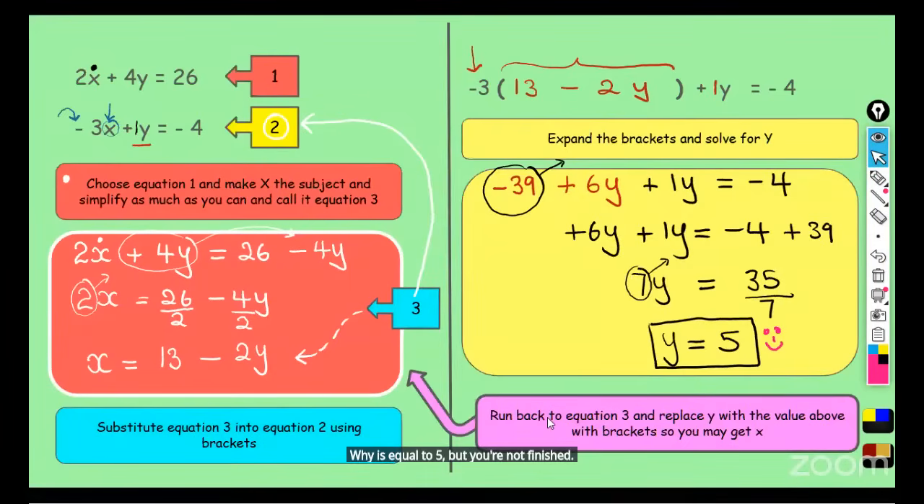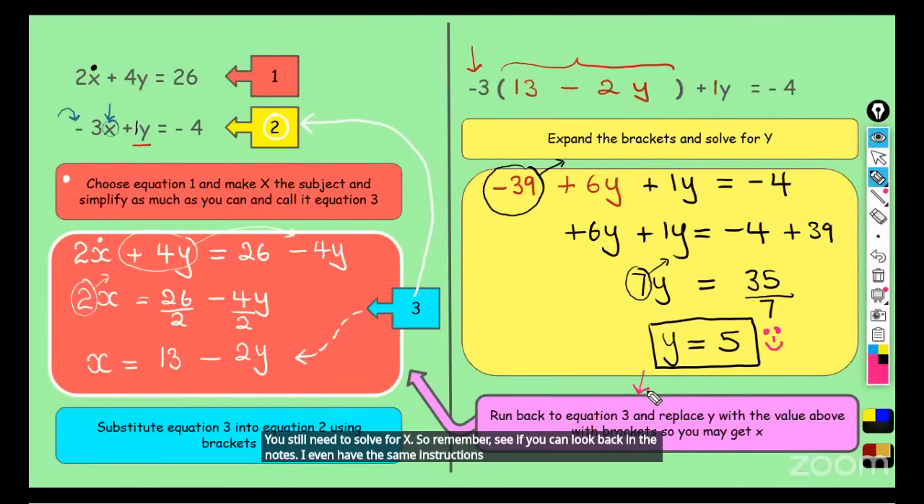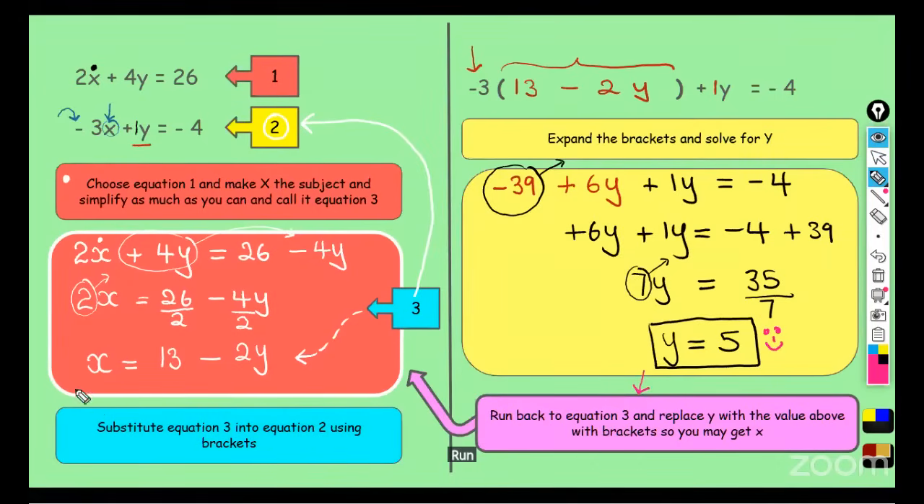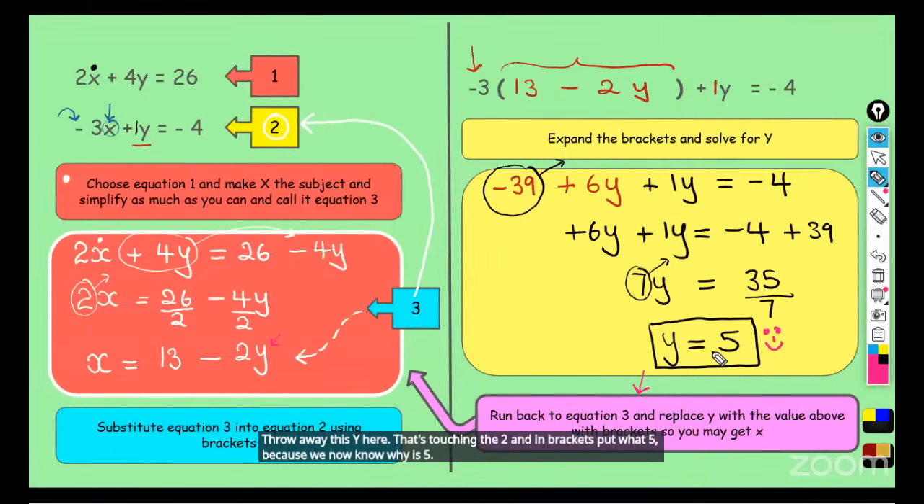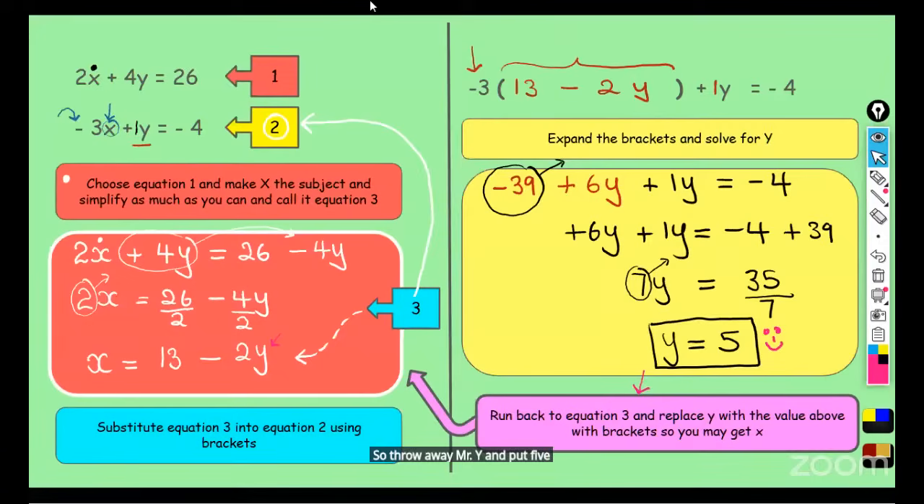You still need to solve for x. So remember, see if you can look back in the notes. I even have the same instructions here. Run back to equation 3 now. That's this guy here. Throw away this y here. That's touching the 2. And in brackets, put what? 5. Because we now know y is 5. So throw away Mr. Y and put 5. And work it out, and then you will have the answer for x. And then you finish.